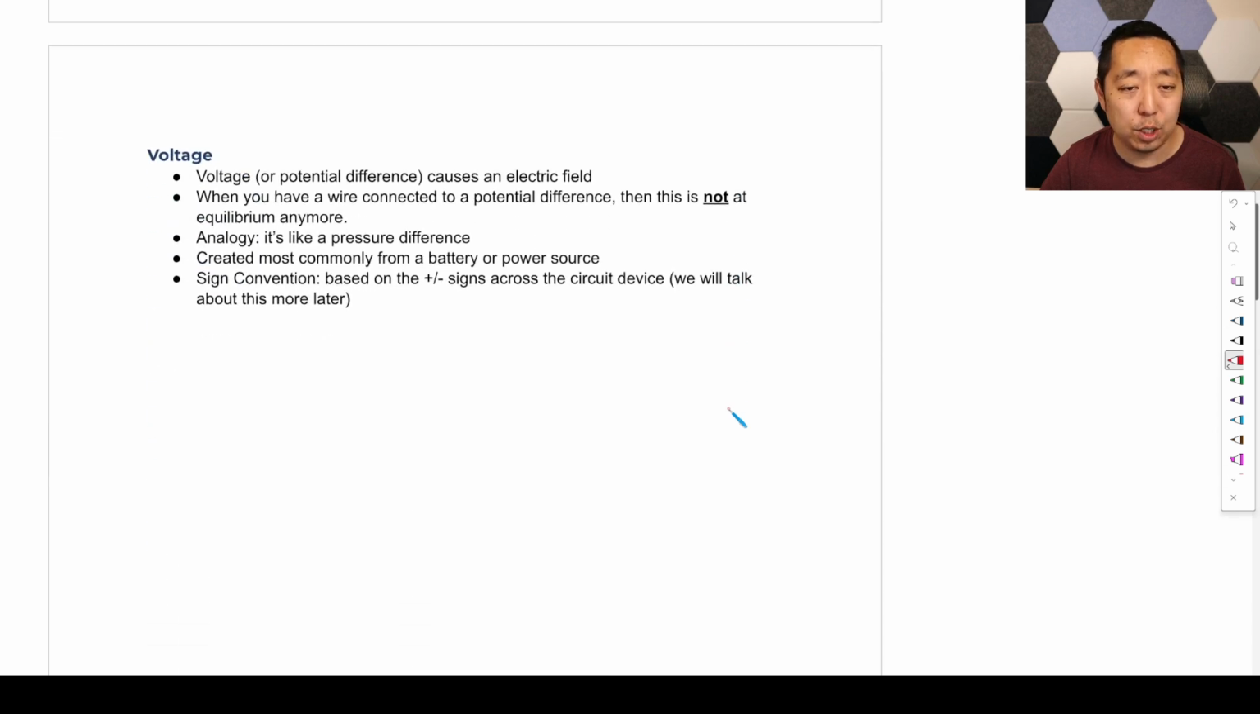So let's talk about some terminology you've got to understand. Voltage, or potential difference. Same potential difference we've been talking about in electrostatics, causes an electric field. When you have a wire connected to a potential difference, then FYI, it's not an equilibrium anymore. In the previous units, in electrostatics, we were talking about static situations. We are no longer talking about static situations. We're having a potential difference where electrons are then moving through this potential difference. And it's like a pressure difference.